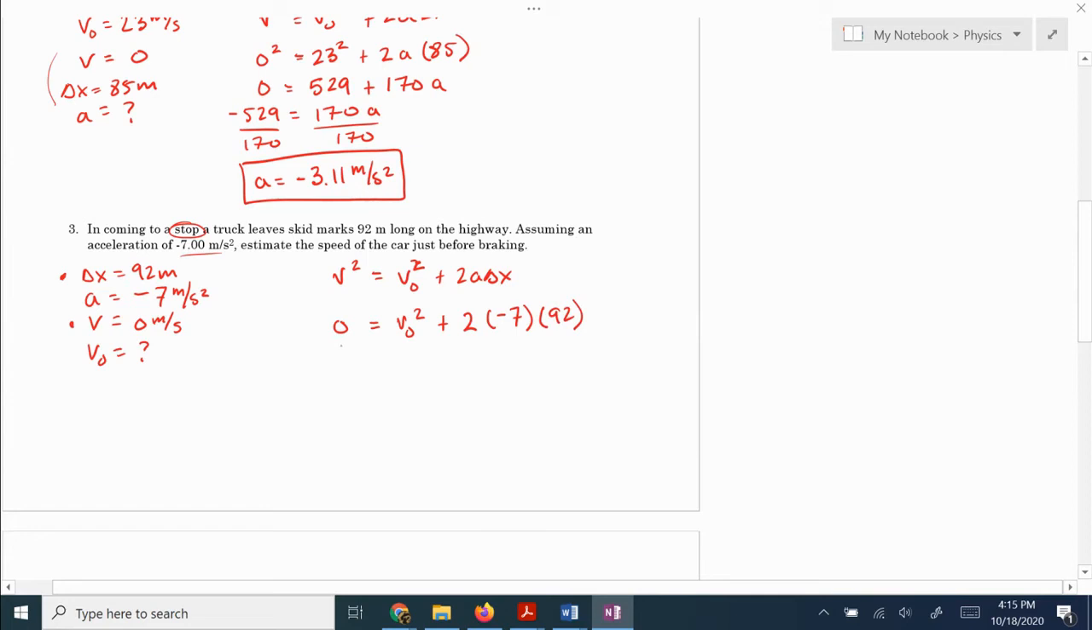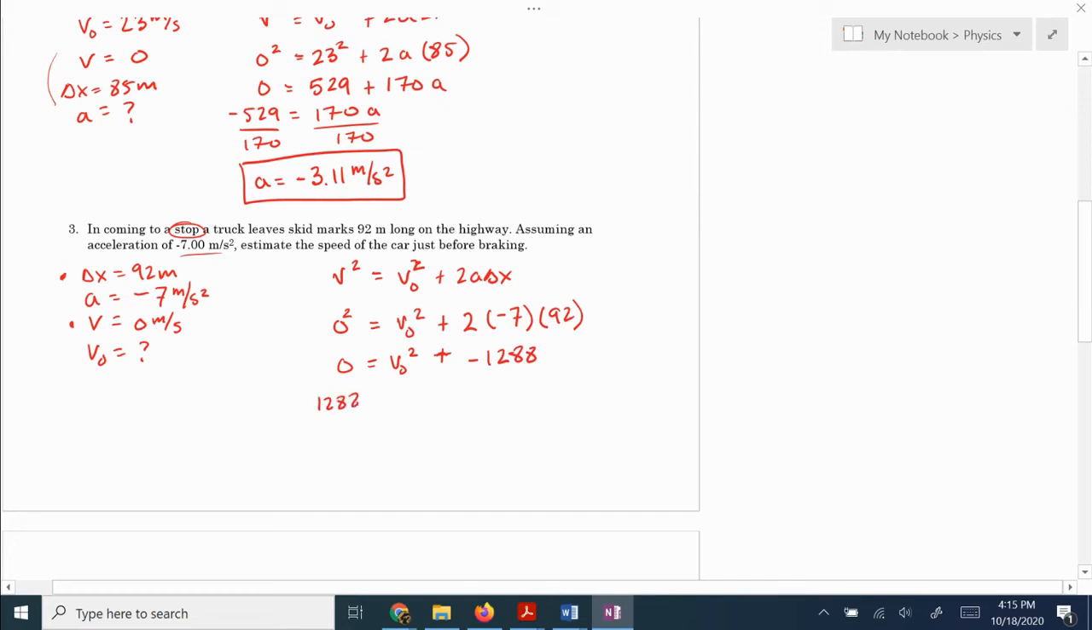So there you go. Obviously, 0 squared is 0. 2 times -7 times 92 is going to give you -1288. So next, add the 1288 to the other side.